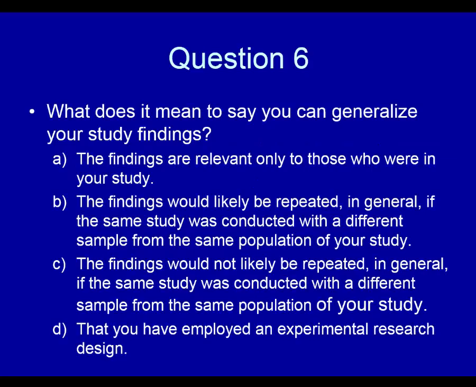Here's question 6. The answer here is B. The findings would likely be repeated in general if the same study were conducted with a different sample from the same population of your study. When you talk about generalization of findings, the question is to whom are your study results relevant? You have data from your sample, but can you generalize these to other people? Meaning, would you be confident you would find the same thing in general if you conducted the study with that other group of people?